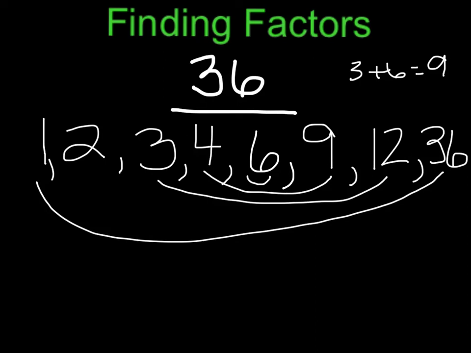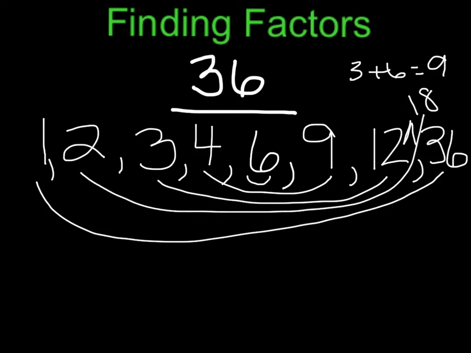In order to do this, I am simply going to divide 36 by 2, which is the only number that doesn't have a pair. When I divide 36 by 2, I get 18. So 2 times 18 is 36. These are all possible factors for the number 36.